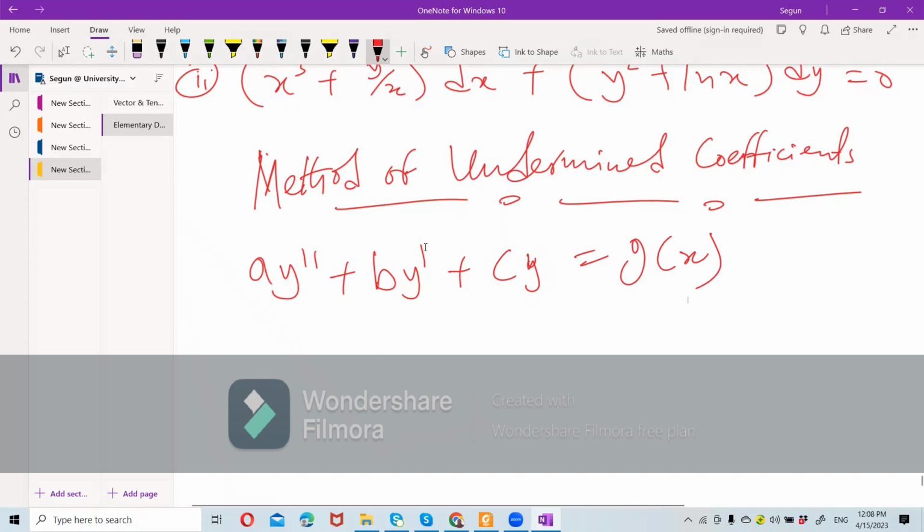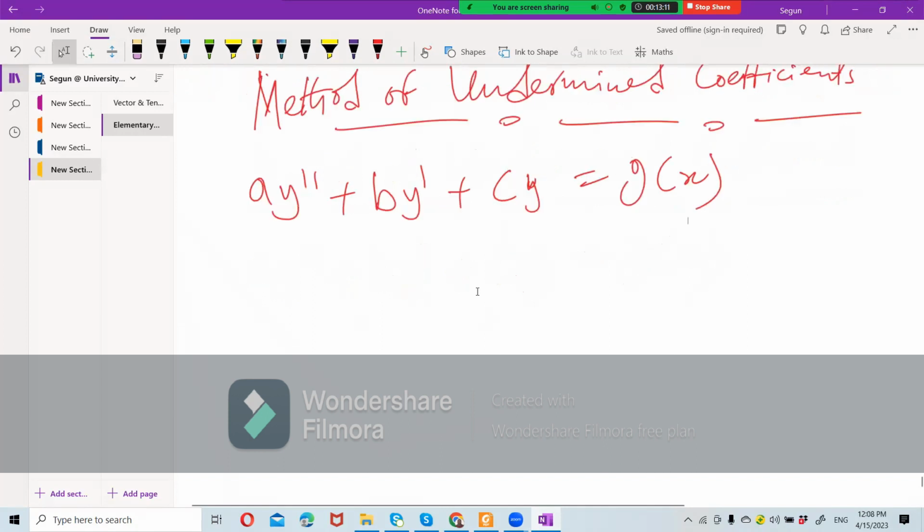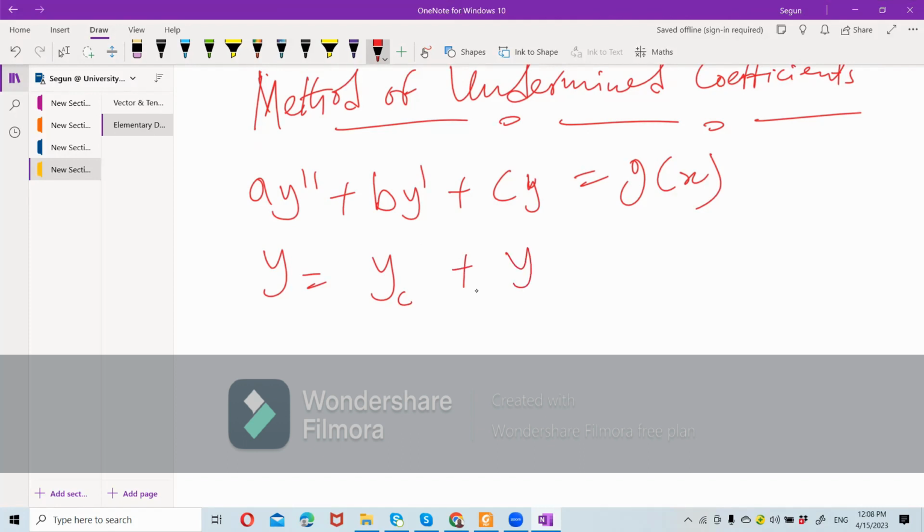Now, this particular form can be determined. Our g of x, what it simply means is this. The solution is equal to y complementary function, we call it yc, plus y particular function. When you add the two together, it becomes your y that you are asked to calculate.